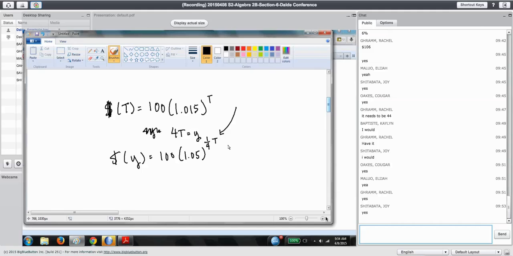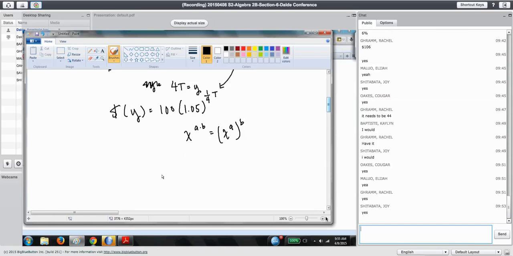So, what we could do is we could regroup this. There is a formula that says x to the a times b is equal to x to the a to the b. That's an exponential formula. That's the first thing I showed you, that was from Expo 1. We're in Expo 5 now. So really I could regroup this as 100 times 1.05 to the 1/4 power times t.